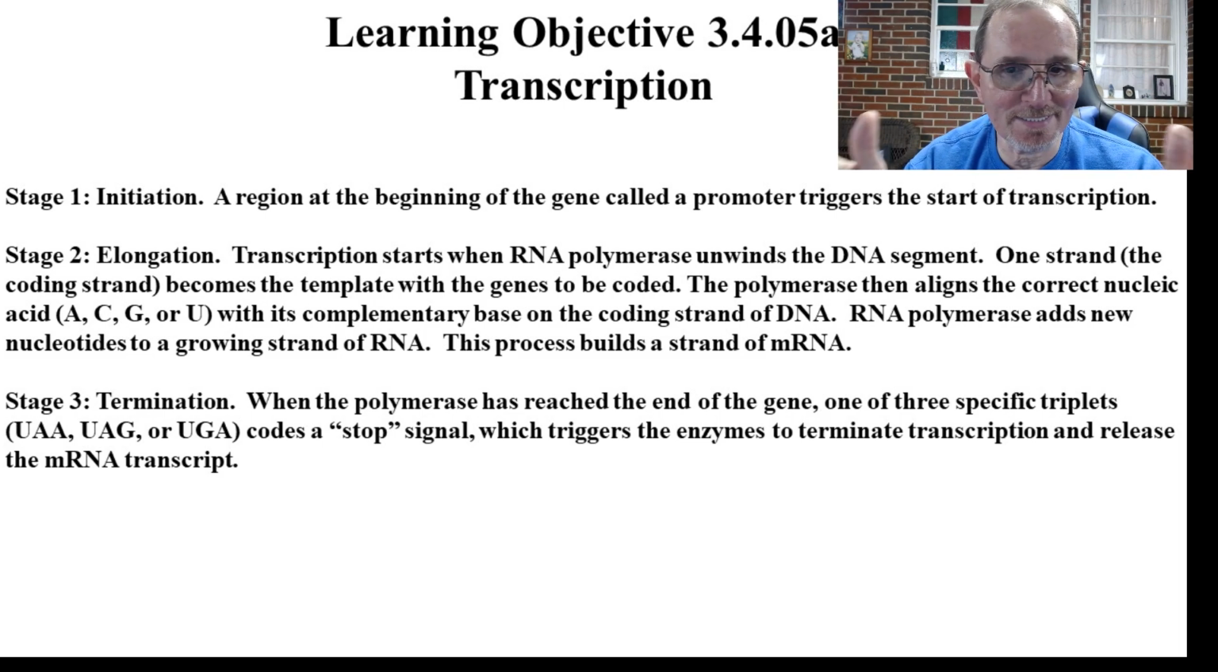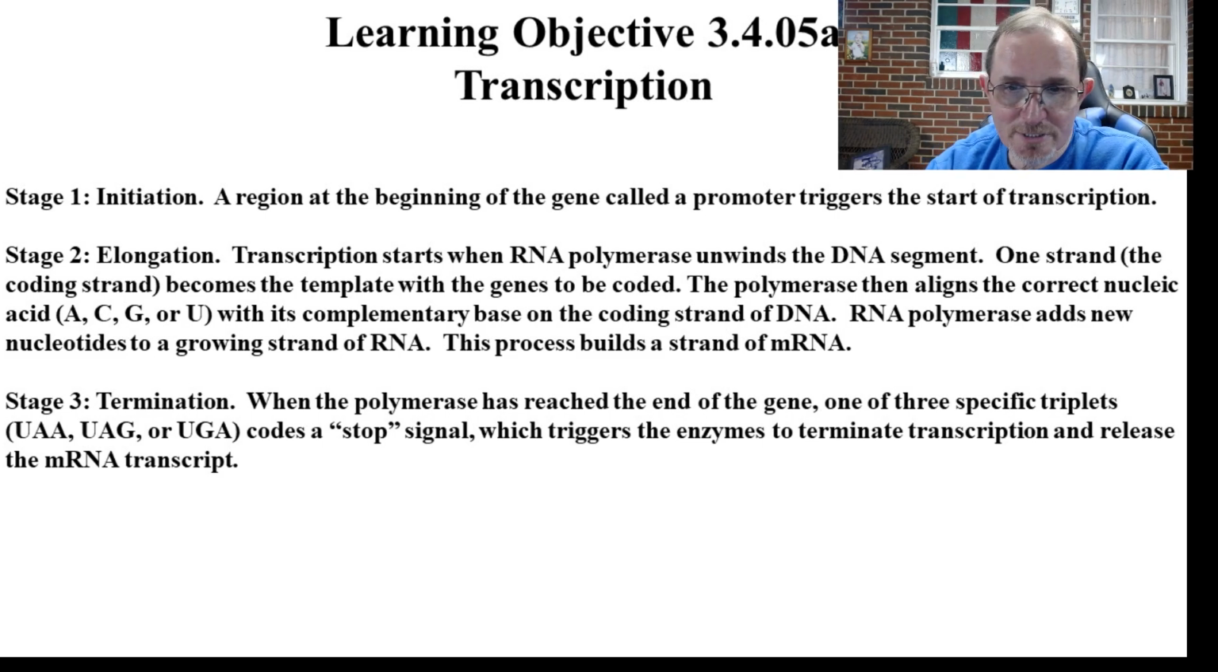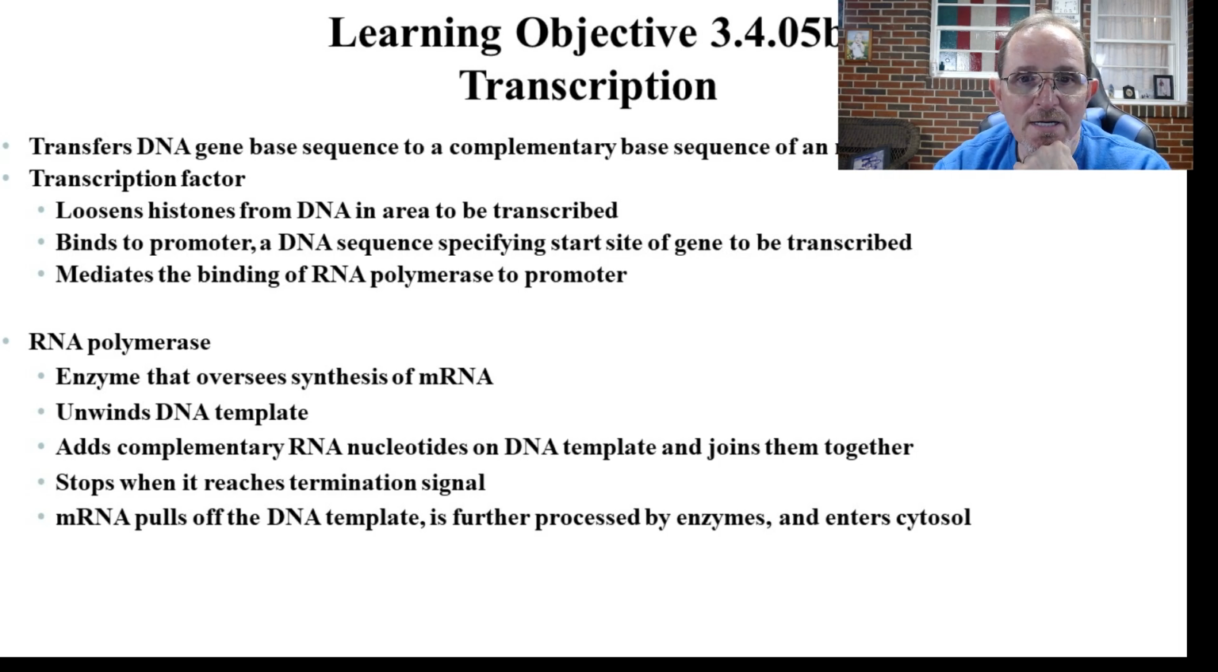It just keeps going until it gets to the end. Again, there are the UAA, UAG, UGA is a stop signal, and it stops. And then the mRNA is done, and it goes out the nucleus to go to the ribosomes.